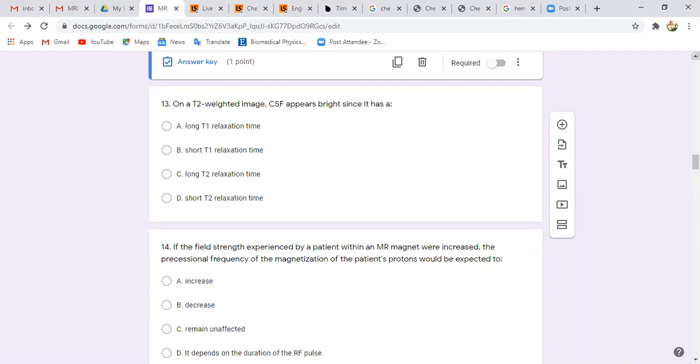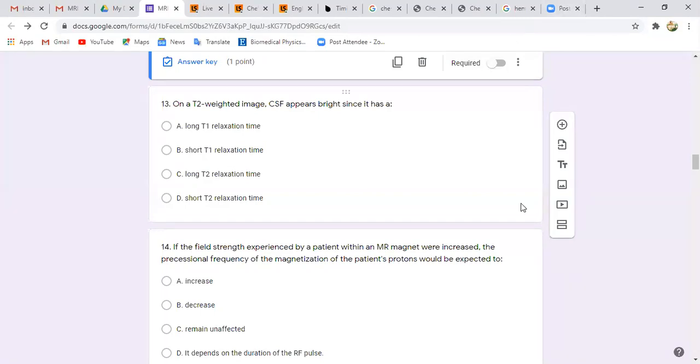That is why CSF will be bright. It has a long T2 relaxation time. So D is the answer. Not too sure of D, but I think it should be the longer T2 relaxation time on T2, because for T2 weighted images, the longer the TE time, the brighter the image. But the shorter, the darker.